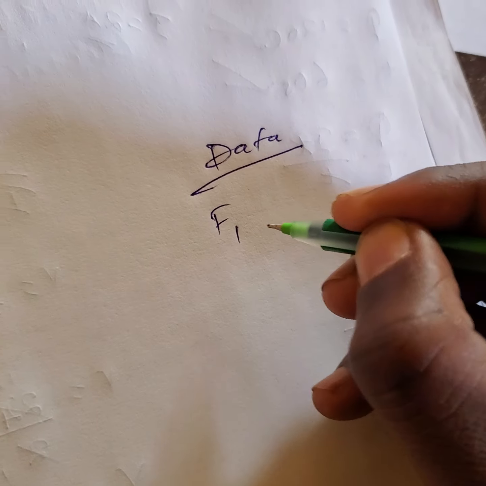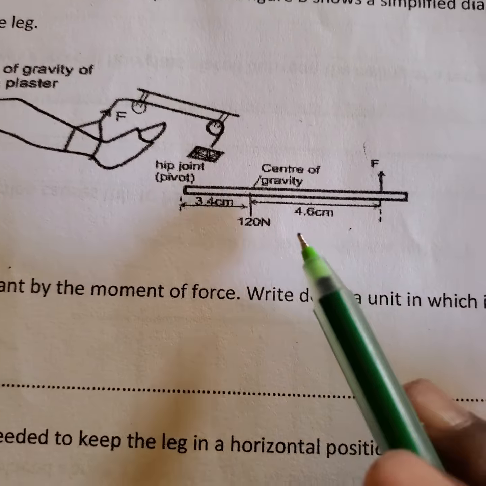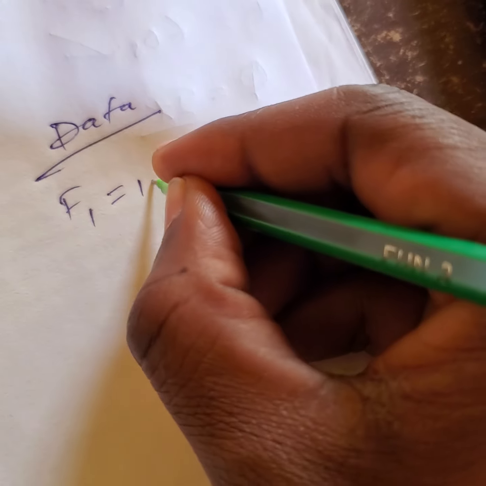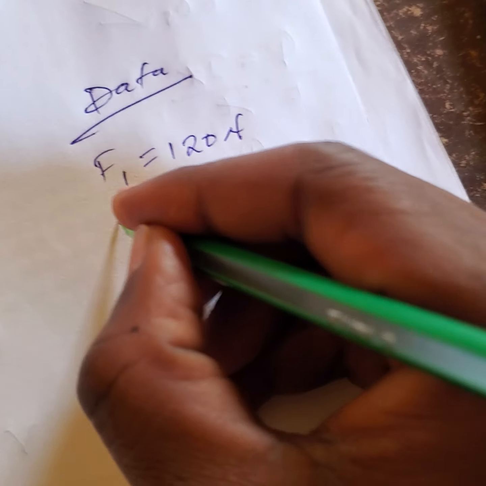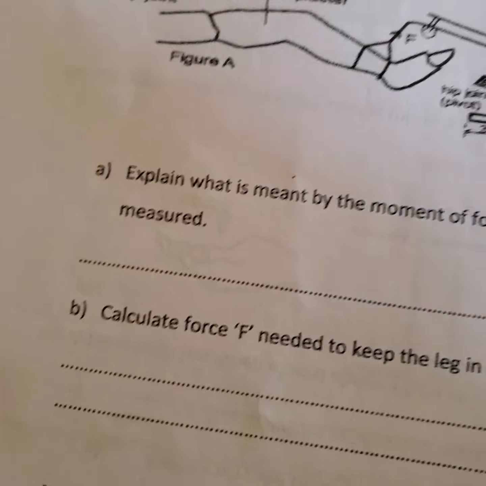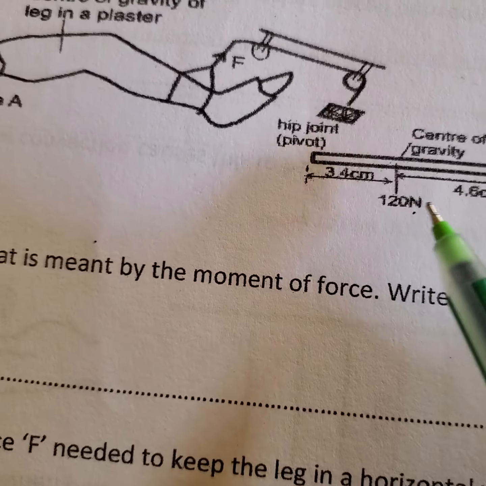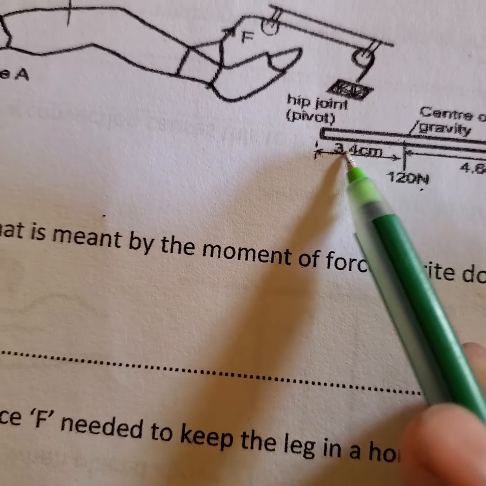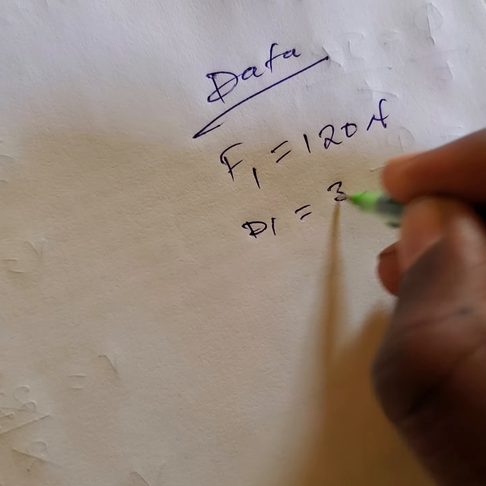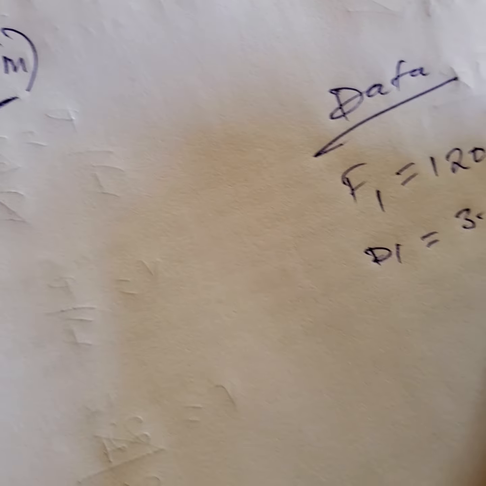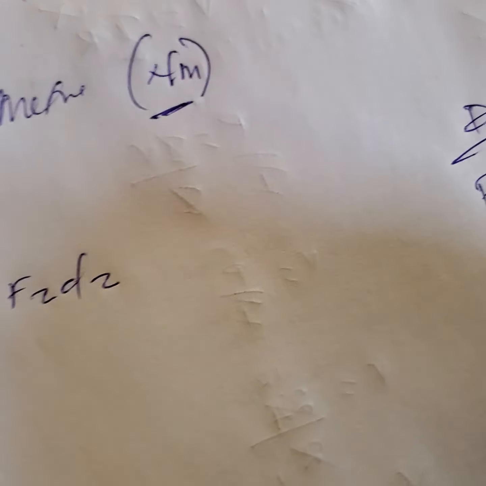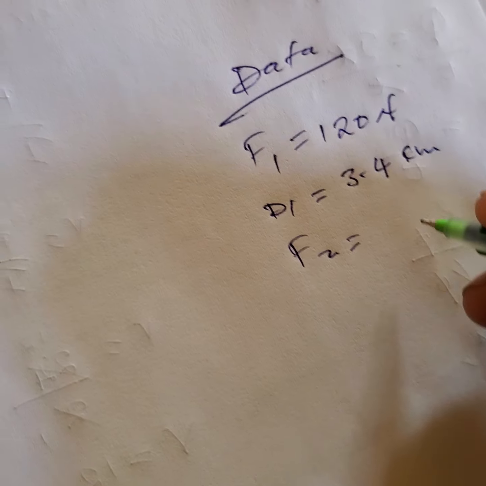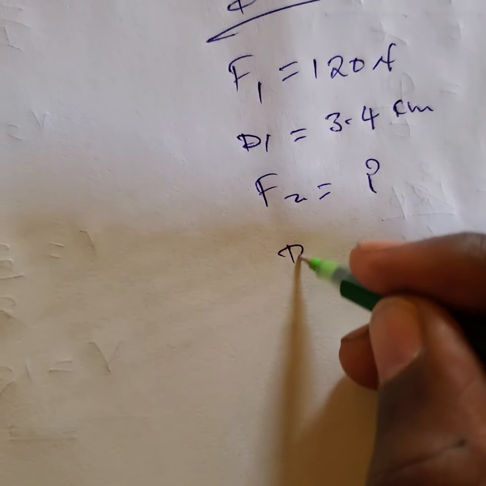Do we have force 1? Force 1, we have 120, so you write 120 Newton here. Do you have distance 1? It is measured from here up to here, this is distance 1. Yes, 3.4, it is in centimeters. Do we have force 2? There's no need to ask. It's the one they're asking us to find. We don't have it. Do you have distance 2?